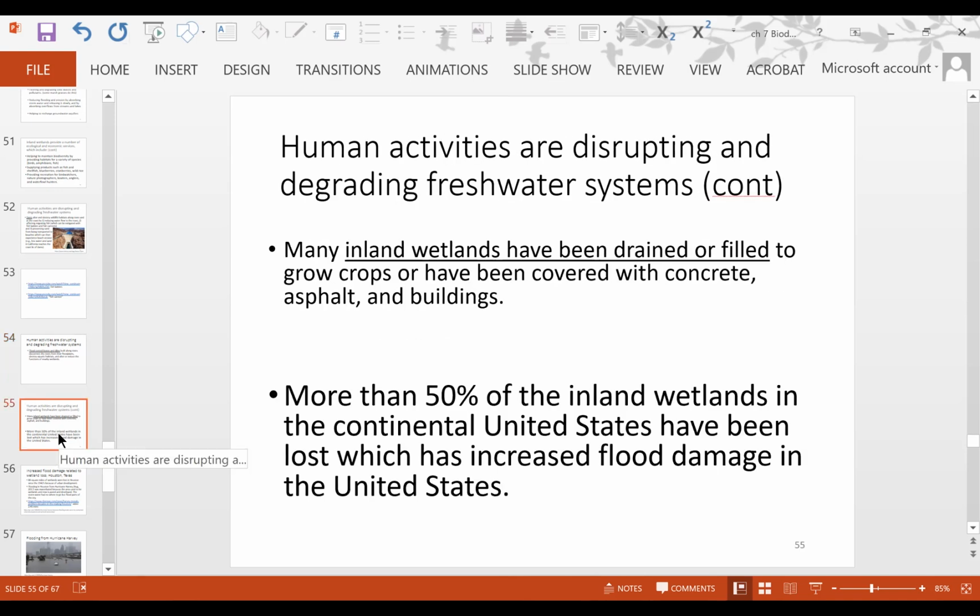Many inland wetlands have been drained or filled in order to use that land to grow crops, or the land has been covered with concrete, asphalt, and then buildings were built there. This is a major issue with flooding because these inland wetlands are naturally areas that flood.